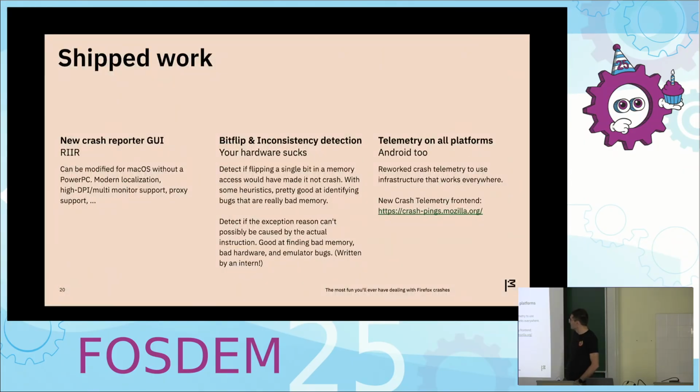Okay, what are we working on right now? The new crash reporter GUI, already talked about that. We can detect some instances of hardware issues. If a crash doesn't make sense, but flipping a single bit would make it make sense, we tag those crashes, because it's an indication it could be hardware. If we crash with an access violation read, but the instruction was a write, we also tag that, because that's completely impossible.